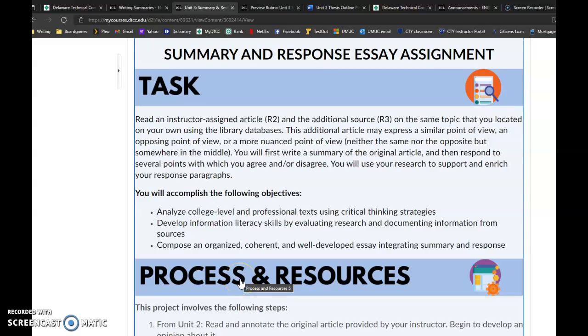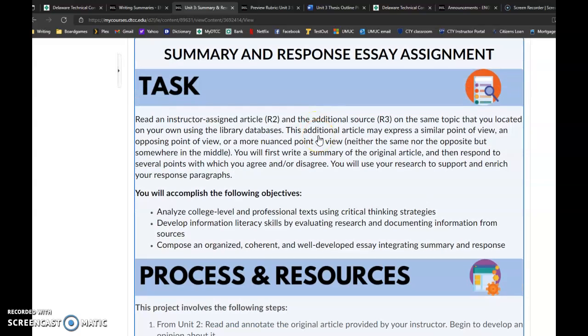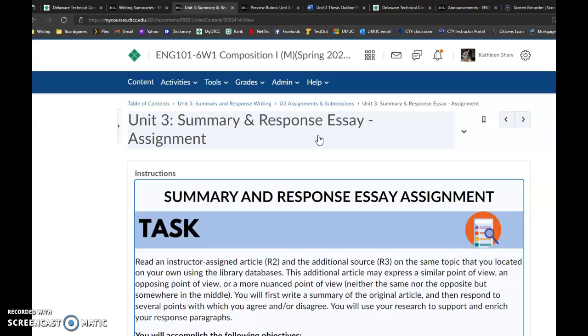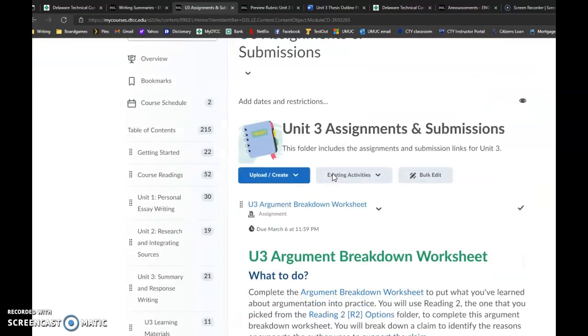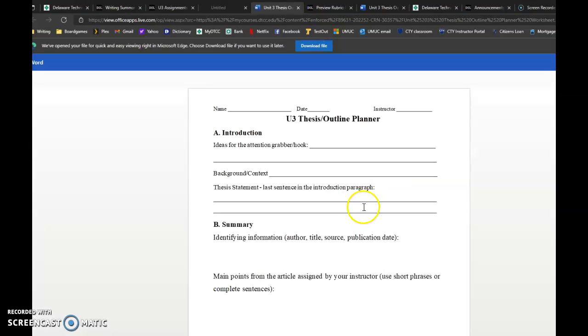So that's an idea of what you need to do so that we can look at the planner itself. I want you to have an idea of what you're going to be doing with the summary and response essay itself. That's why if you look at the list of steps I told you to go through to complete this assignment of the planner, one of the steps is to read the assignment details and get a really firm idea of what summary response is. So I'm just going to go back to the planner, which is your actual task. So this week, coming up on Sunday, March 6th, you're going to have the thesis and outline planner due. So the planner looks like this.